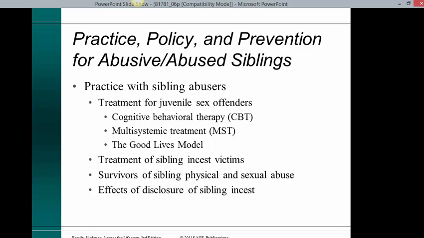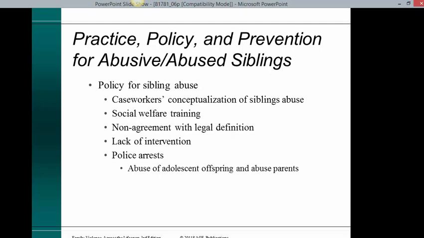Issues include practice with sibling abusers, including treatment for juvenile sex offenders. Approaches might be cognitive behavioral therapy, multi-systematic therapy, and the Good Lives Model. Treatment of sibling incest victims, survivor of sibling physical and sexual abuse, and effects of disclosure on sibling incest.